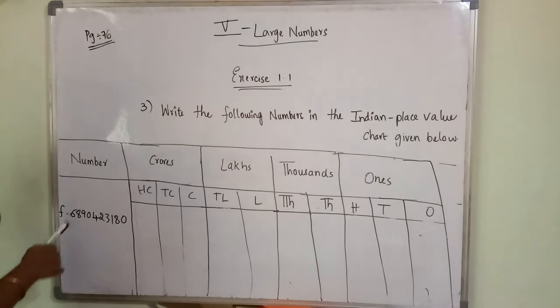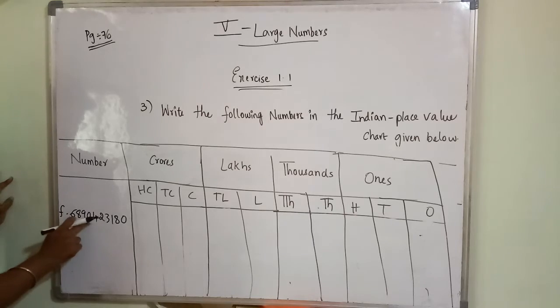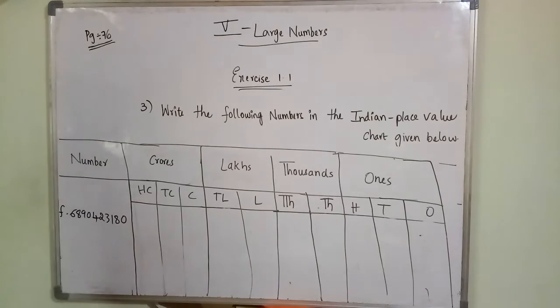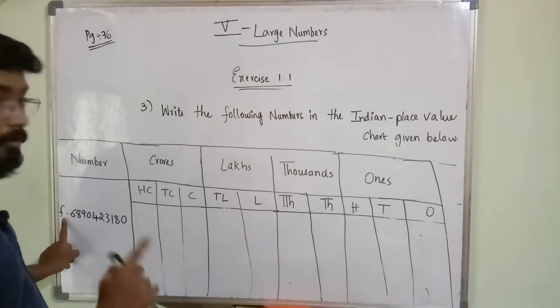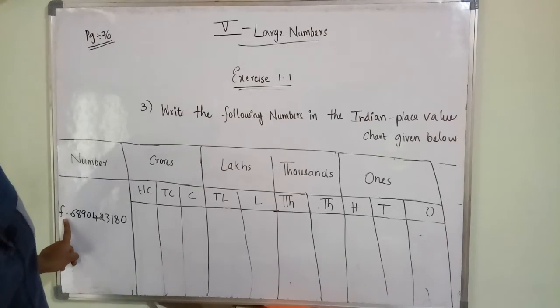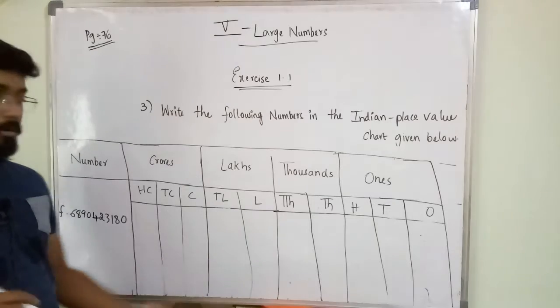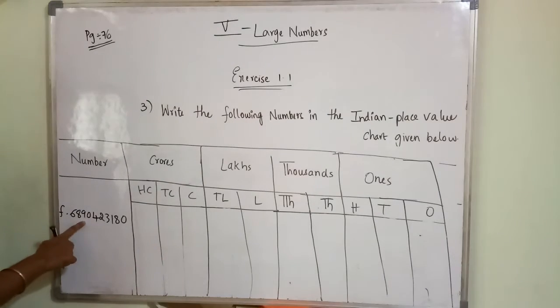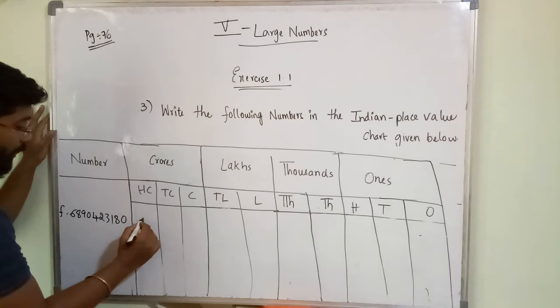Okay, 68904 23180. How many digits are there? 1 2 3 4 5 6 7 8 9 10. 10 digits are there. So in previous one, this is F now, that is E. For a 9 digit number we have to start from 10 crore. This is a 10 digit number, 1 2 3 4 5 6 7 8 9 10. So you have to start from 100 crore.